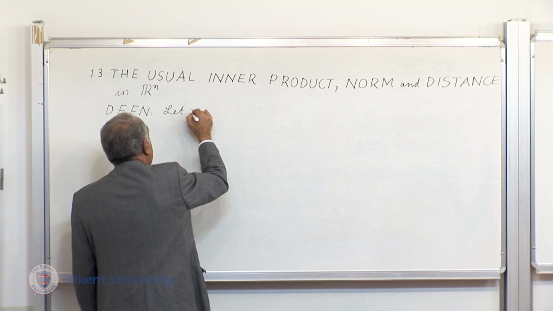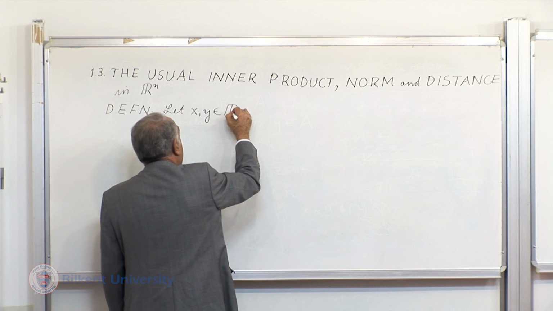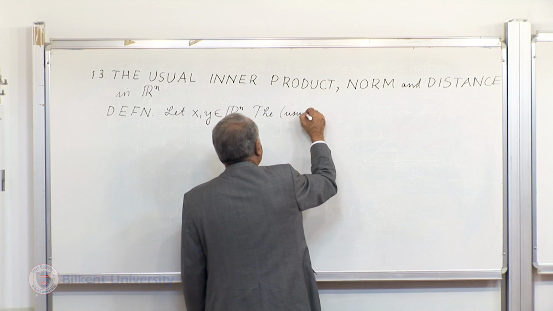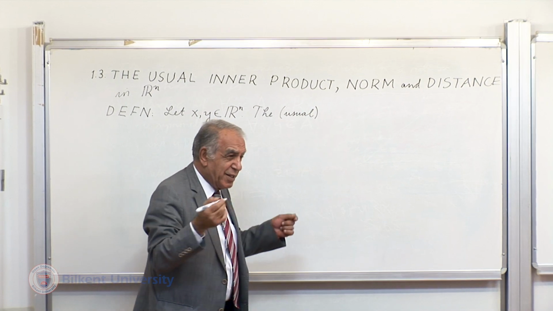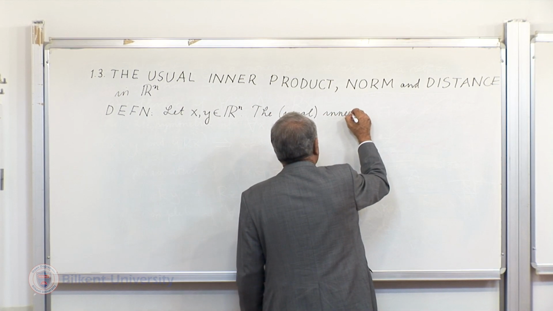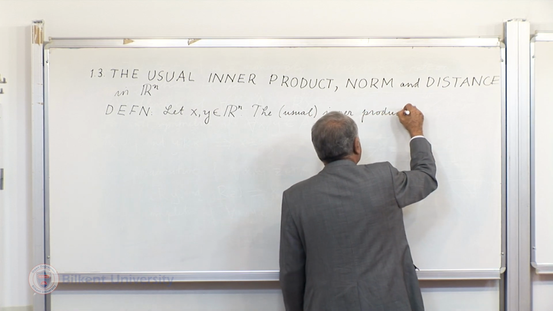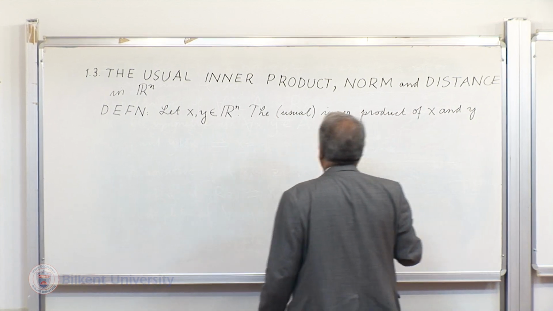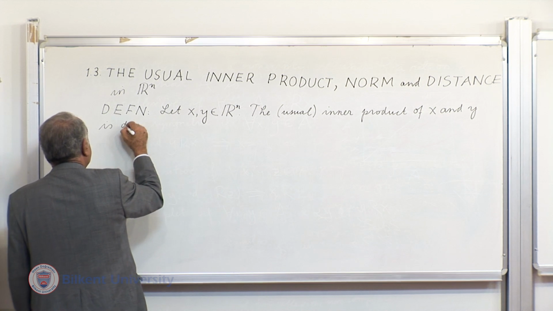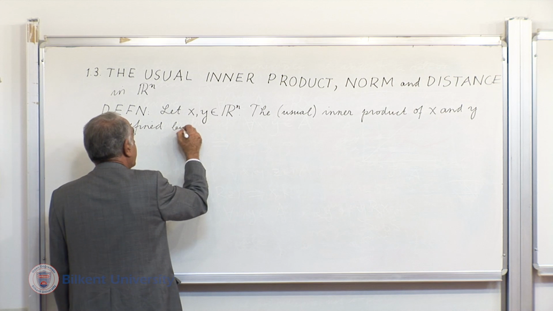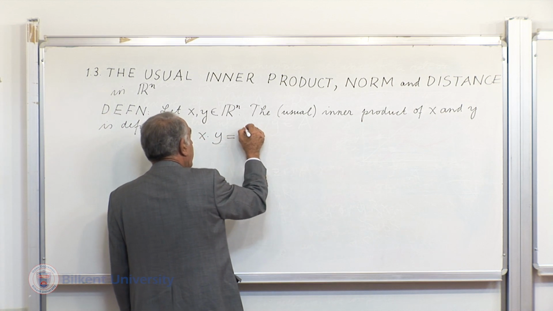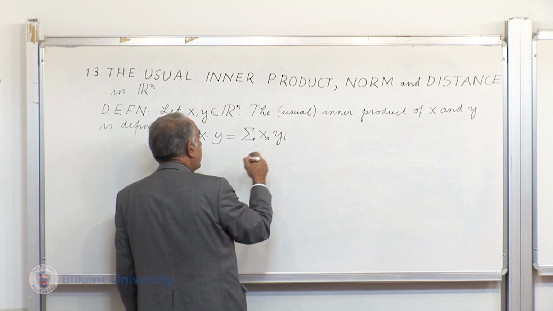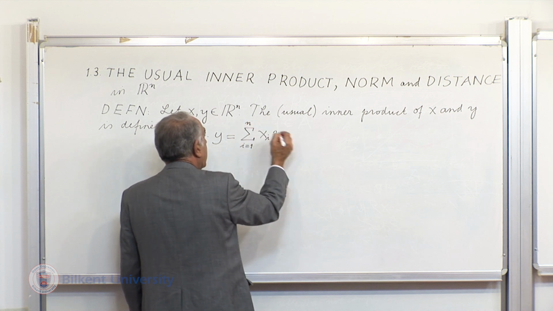Now let x and y be two vectors in Rn. The usual inner product, so that means there will be unusual versions of an inner product as well. The usual inner product of x and y is defined by x dot y equal to, you just take the product of the ith components and sum them over i from 1 to n.